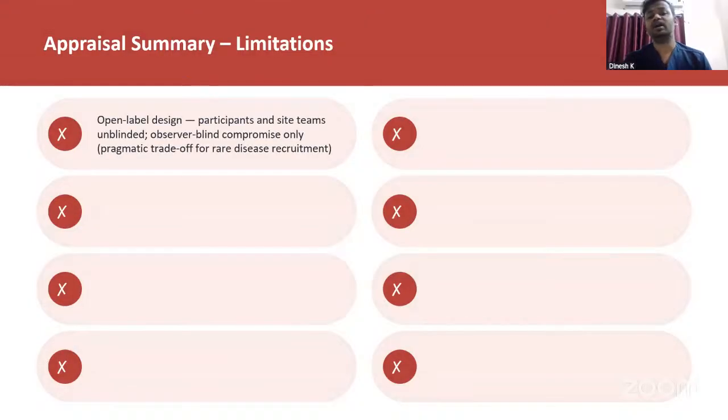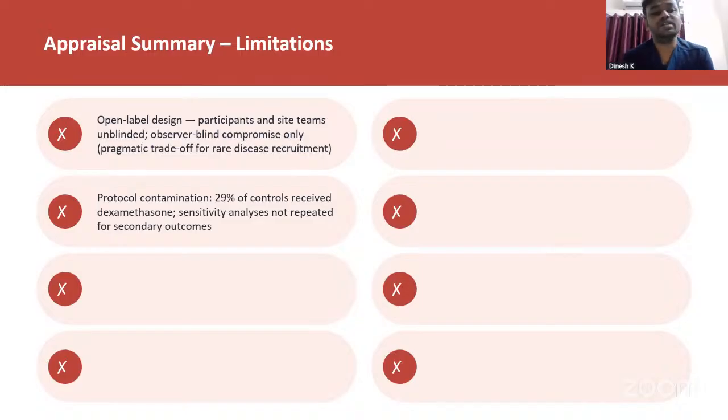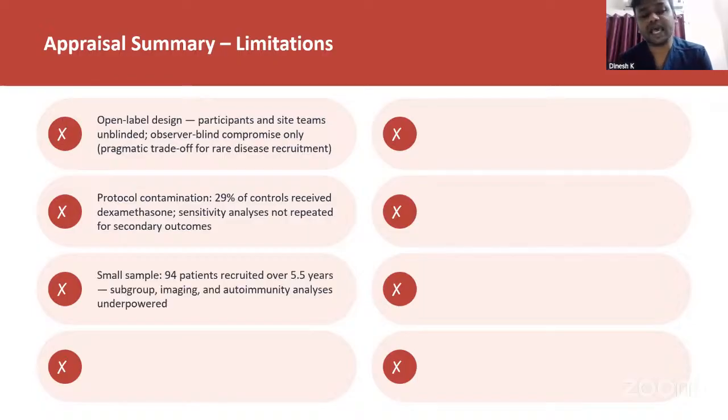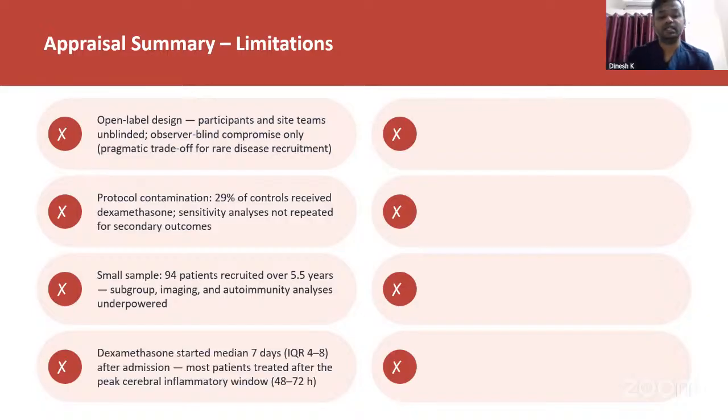Coming to the limitations, again the participants and site teams were unblinded, because it was a deliberate pragmatic trade-off to complete the recruitment for this rare disease. And then there was protocol contamination. Almost 29% of the controls received dexamethasone, even though they did a pre-specified sensitivity analysis for the primary outcome. They didn't do a sensitivity analysis for the secondary outcome. Because of the small sample size, the subgroup analyses were underpowered, especially the imaging and autoimmune analyses. And this also we have discussed.